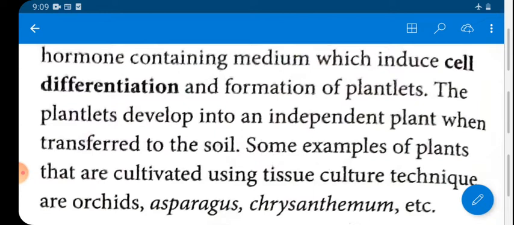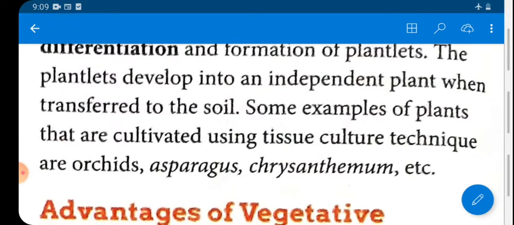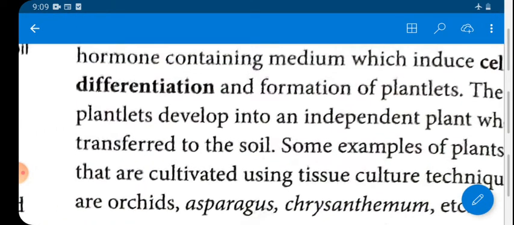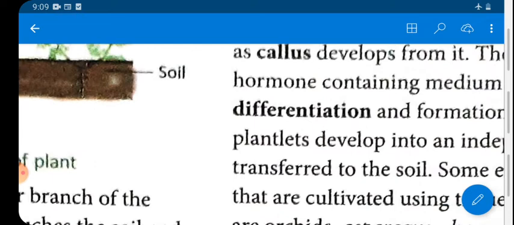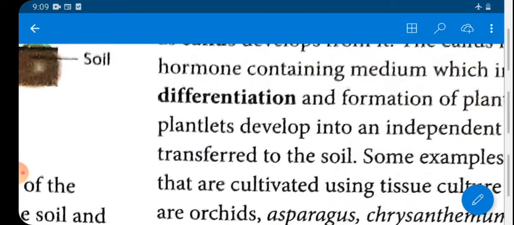independent plant. Some examples of plants that are cultivated using tissue culture technique are orchid, asparagus and chrysanthemum, etc. So there are few plants which grow with the help of tissue culture. Okay, student? So tissue culture is very simple.